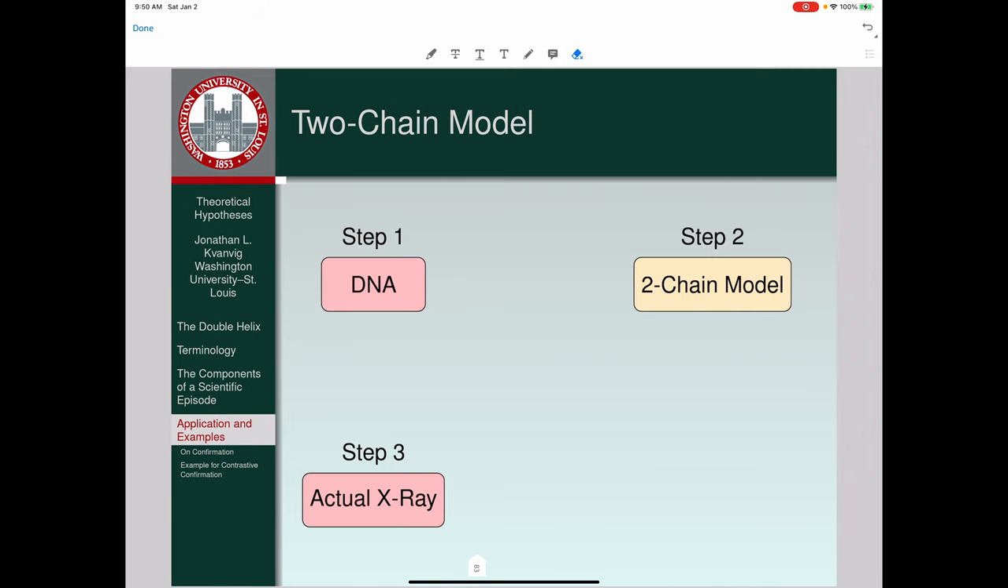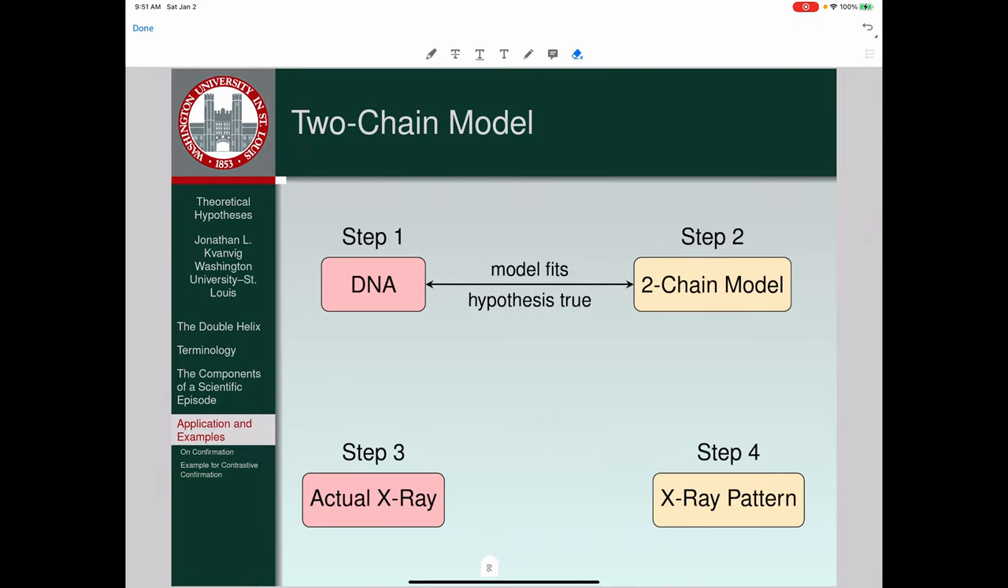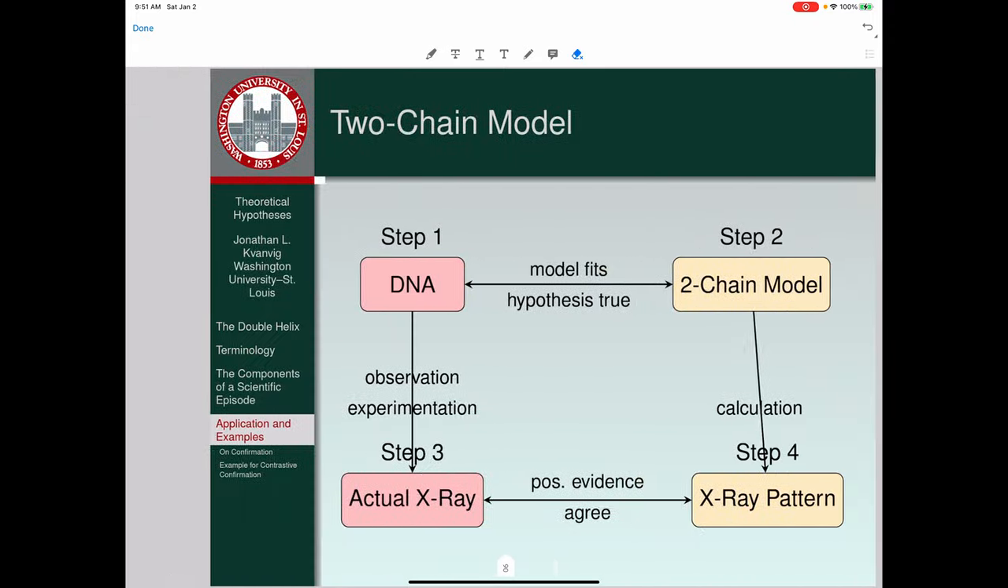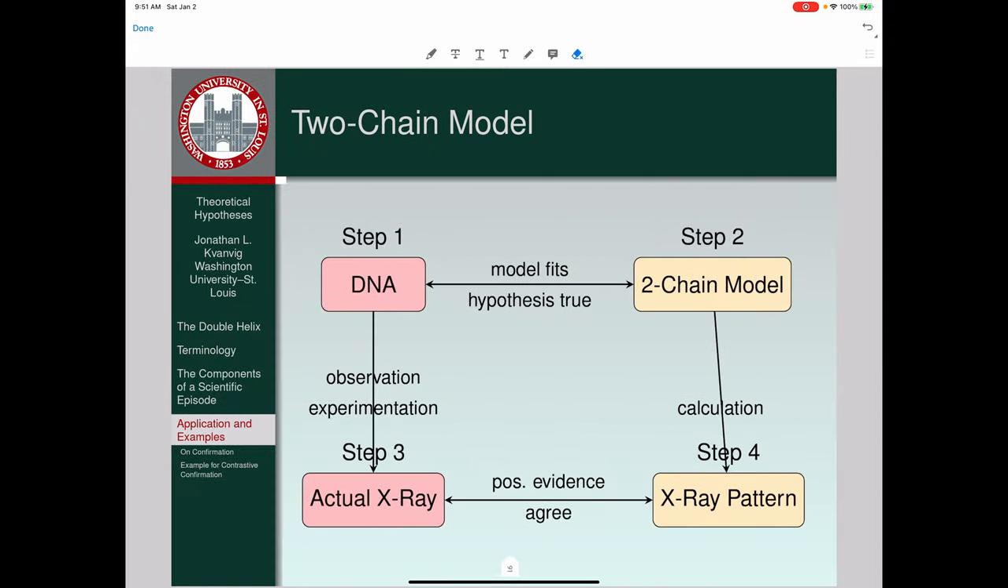But again, we fill in the parts of the diagram in the same way. In this case, the data and prediction are not about water content, but about actual x-rays. X-ray patterns that are expected to be seen according to the two-chain model. And then what we find is that there's a match between the two. So we get positive evidence for the two-chain model from the actual x-ray.